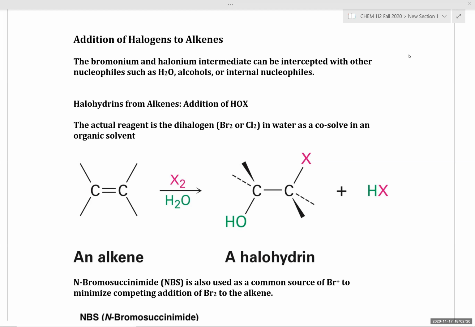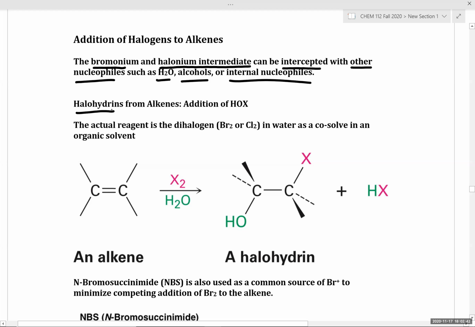So, as we alluded to in our discussion of dibromination, the bromonium and halonium intermediate can be intercepted with other nucleophiles, such as water, alcohols, or internal nucleophiles. The most common example of this is the generation of what is known as a halohydrin via addition of a nucleophile, such as water or an alcohol. The actual functional reagent that really initiates this reaction is our dihalogen in water.